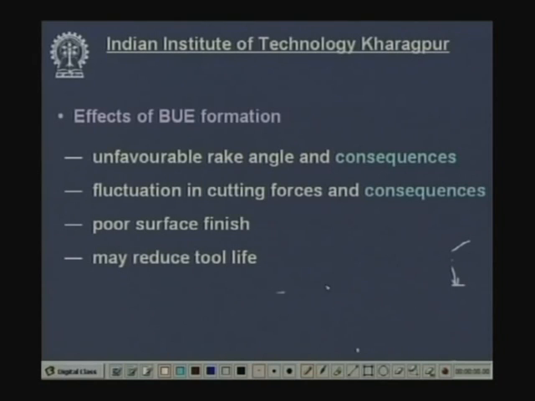How? If the built up edge forms on the cutting tool, then when it goes out, it removes a layer of cutting tool material along with it, since the built up edge is a weldment. Because of the fluctuation, there will be breaking of the edges. So, the cutting tool will quickly lose material by damage and its life will decrease.